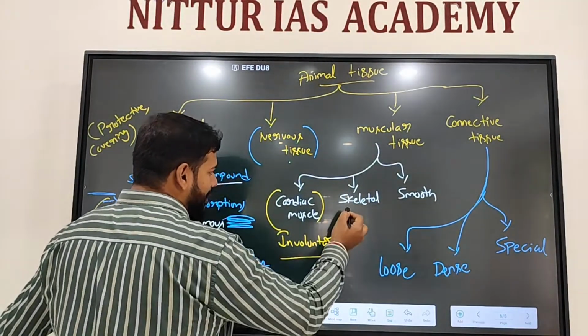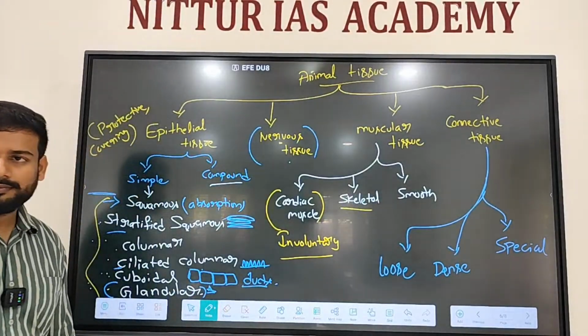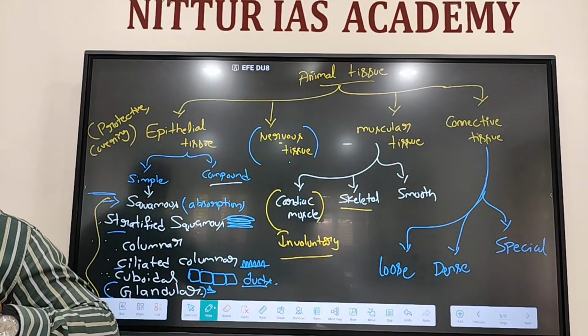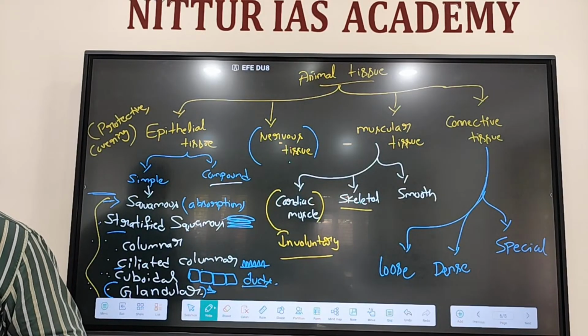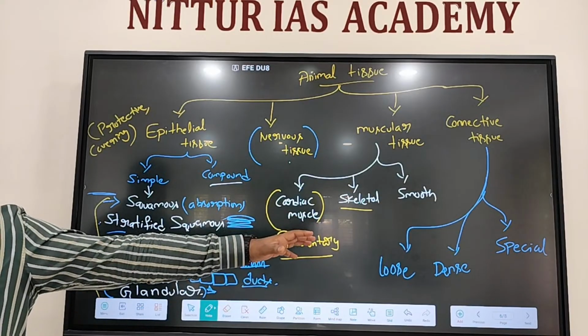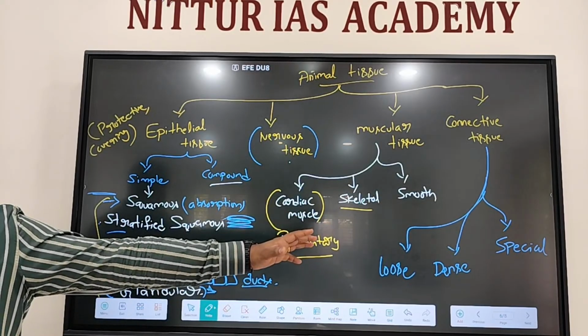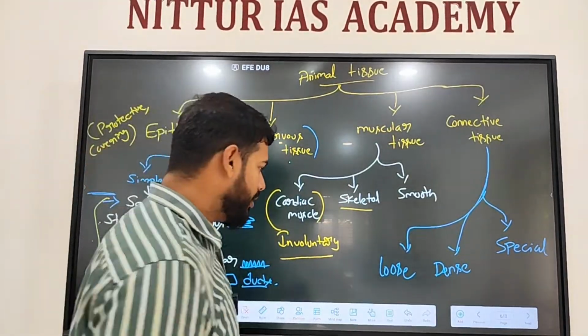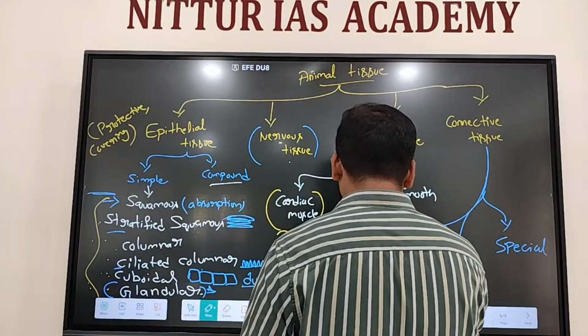Skeletal muscle tissue. We have the skeletal system, above which we have muscles. Muscles help us to move. The skeletal muscle, voluntary or involuntary? Voluntary, which we can control. I can control my movement, right? Voluntary muscle.